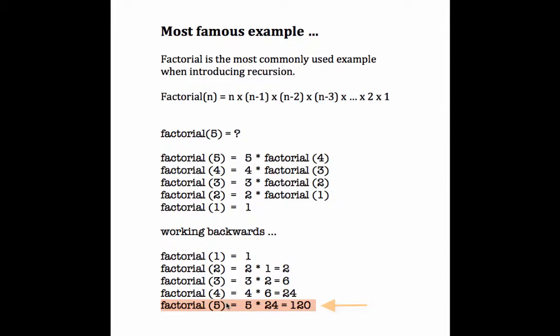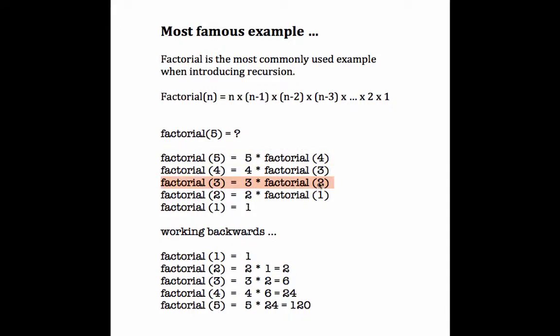So the answer to the original problem, what is the factorial of 5, is 120. So let's analyze what we did. What we did was to first express the problem in terms of a problem that is similar but smaller. So factorial of 5 can be expressed in terms of factorial of 4. Factorial of 3 can be expressed in terms of factorial of 2.